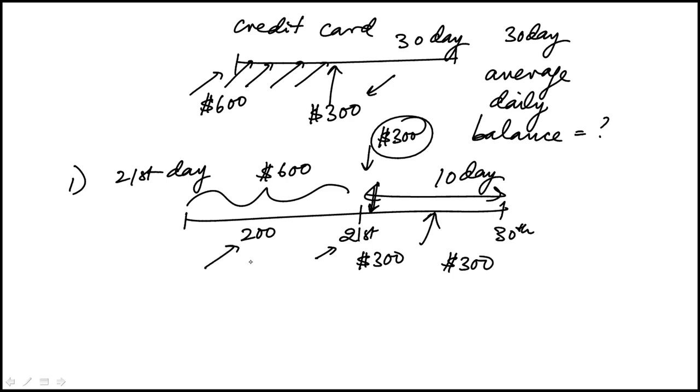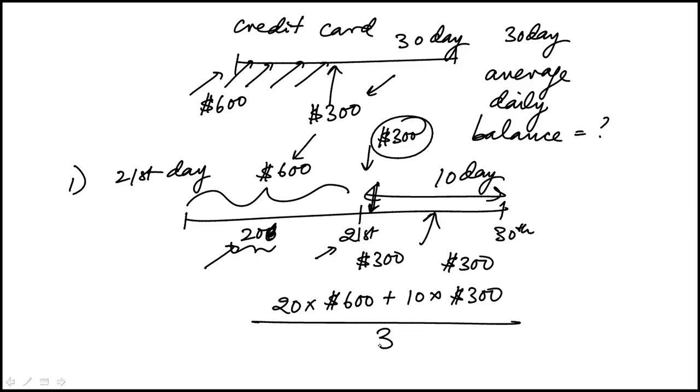And for the first 20 days, her balance at the end of each day was $600. So we have all the information we need to find the average balance for the entire 30-day cycle. If we had to compute it, it would be 20 times $600 plus 10 times $300, divided by 30. So statement 1 alone is sufficient.